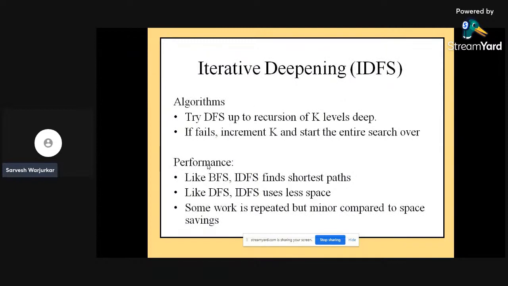So next is iterative deepening, the next part of depth first search, iterative depth first search. N number of iterations may occur while searching for any node in the graph. Like BFS, IDFS finds the shortest path as well, and like DFS, IDFS uses less space. Some work is repeated, but it is minor compared to the space savings that are possible with iterative deepening.